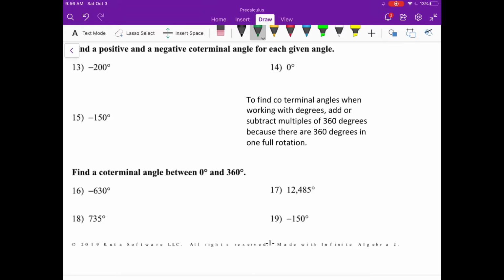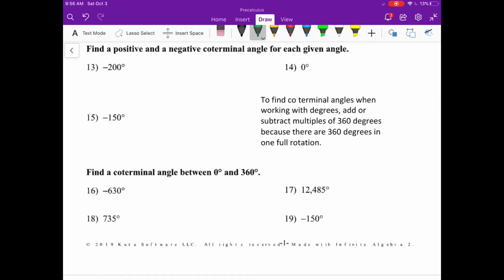So as was just mentioned, to find coterminal angles when working with degrees, add or subtract multiples of 360 degrees, because there are 360 degrees in a full rotation. And so what we want to do with 13 through 15, it says find a positive and a negative coterminal angle for each angle. Well, what we can do is add or subtract multiples of 360 to get one other positive or one other negative.